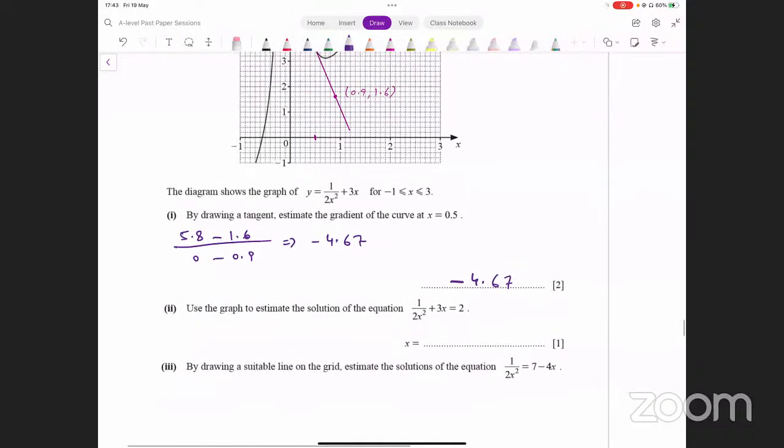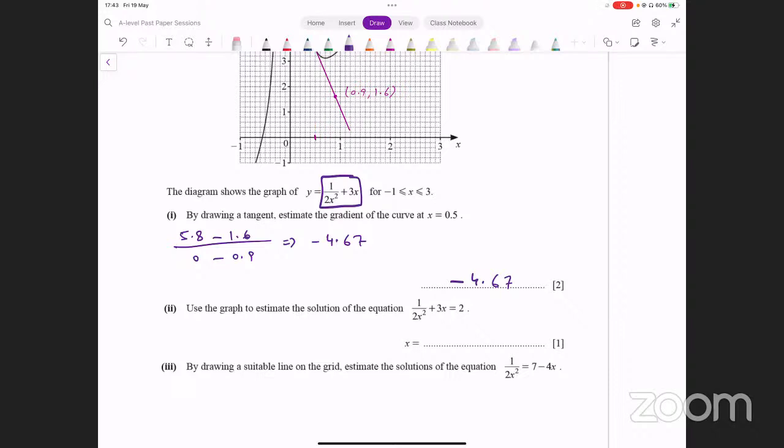Now it says use the graph to estimate the solution of this equation 1 over 2x squared plus 3x equals 2. Now, how do we think about such cases? आप देखिए हमने ग्राफ कौन सा बनाया हुआ है? ये 1 over 2x squared plus 3x. This is the graph that you have.